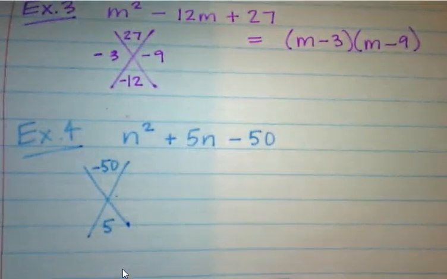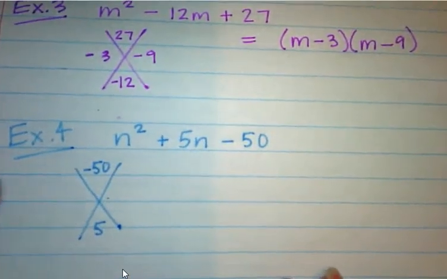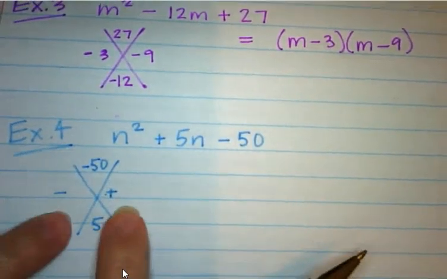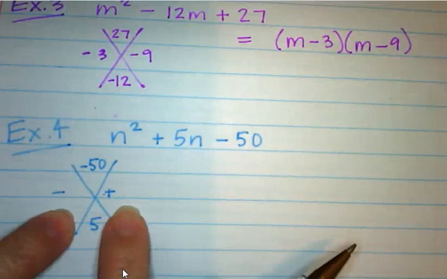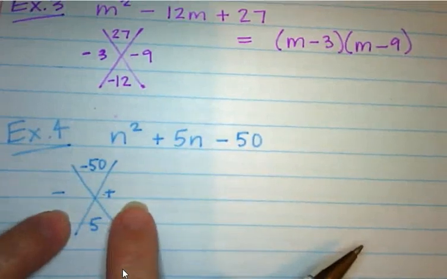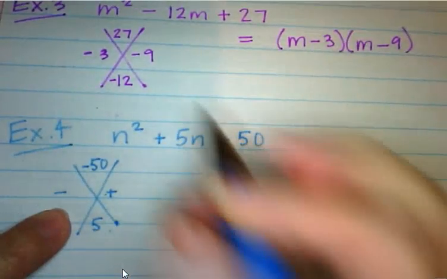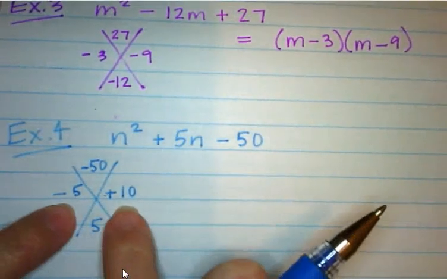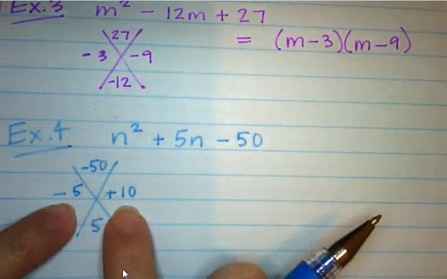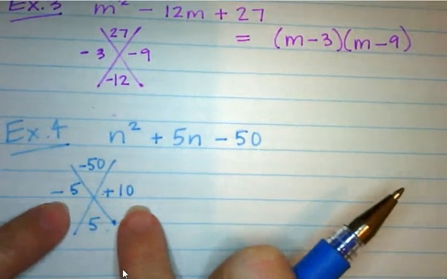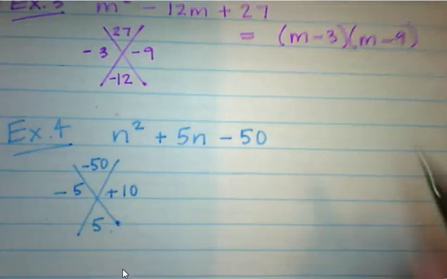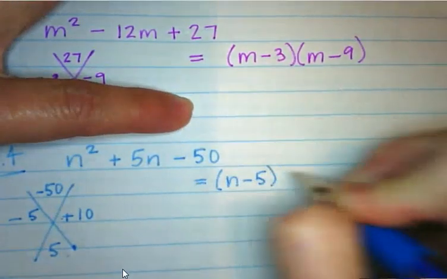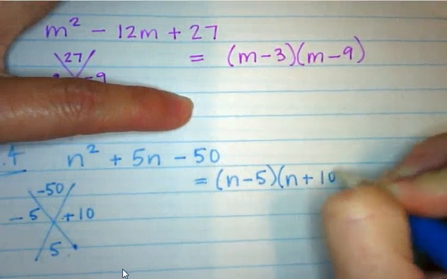Now, what I'm thinking this time is that if I'm multiplying and getting a negative, then I know one of them is negative and one of them is positive, because the only way to get a negative when we multiply is if they're different. So when I add those together, I want a positive 5. So I'm thinking that if I had a positive 10 and a negative 5, if I multiplied those together, I would get negative 50. If I add them together, I get positive 5. So that means that I need to FOIL n minus 5 and n plus 10.